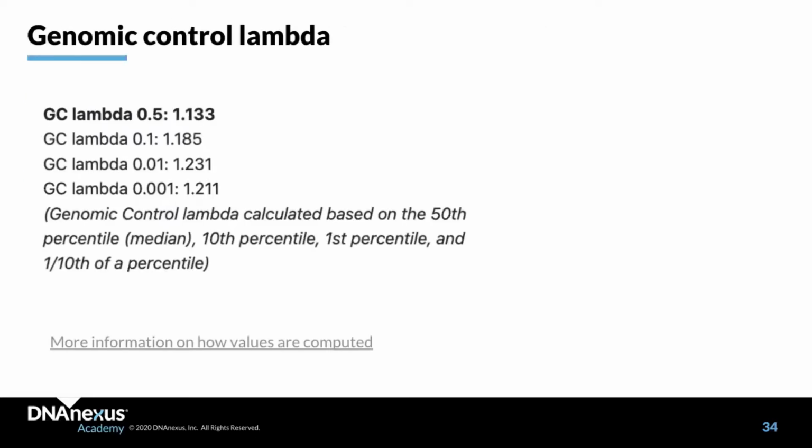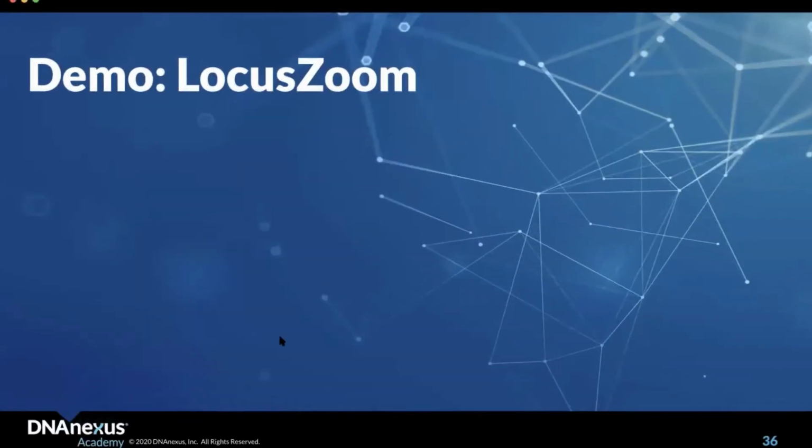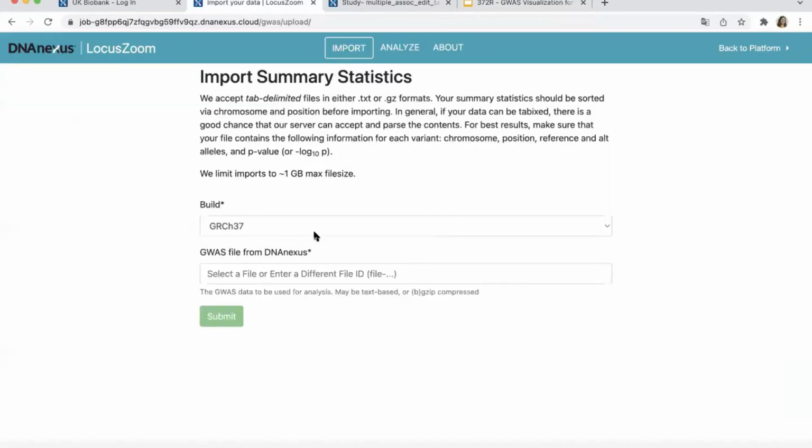And the last thing, which is also displayed apart from the summary table for the significant variants, is the genomic control lambda, which basically shows you how your observed p-values differ from the expected p-values. Here you can see a link to the BioStars forum with more details and some code on how these values are computed. And as we said, don't forget to terminate your LocusZoom because it could end up running forever, and we don't want that.